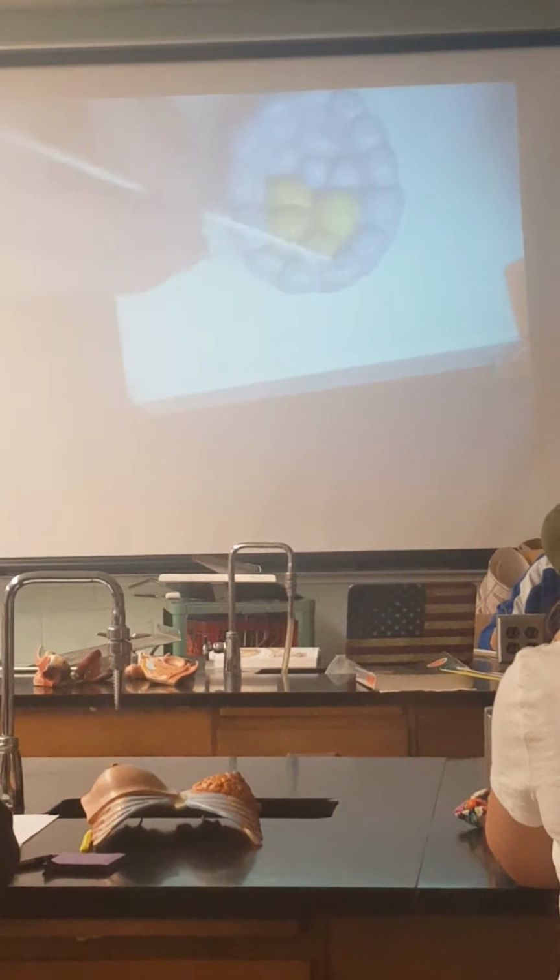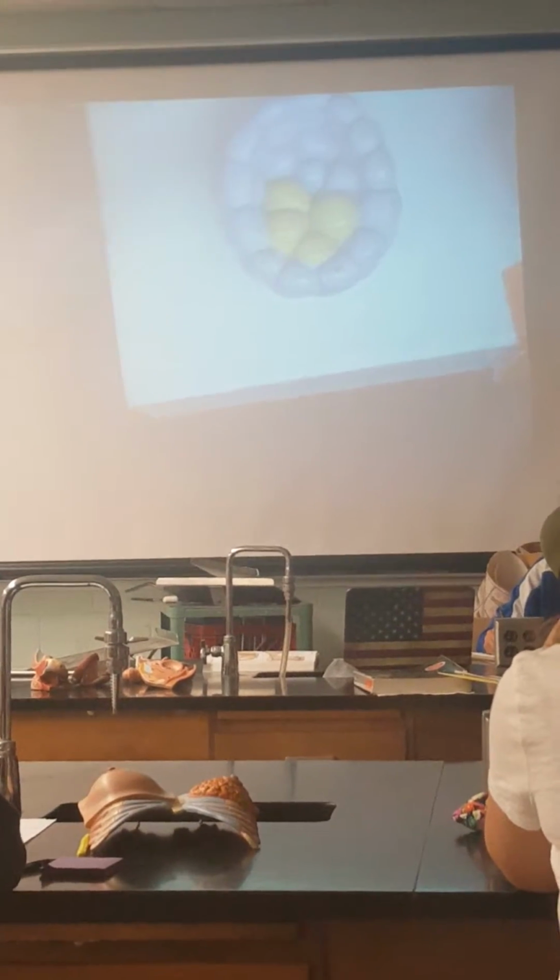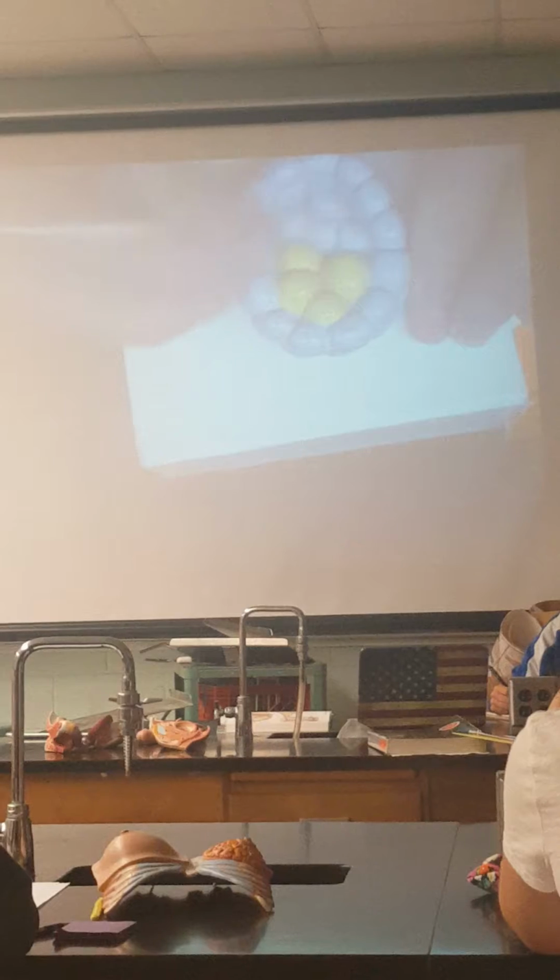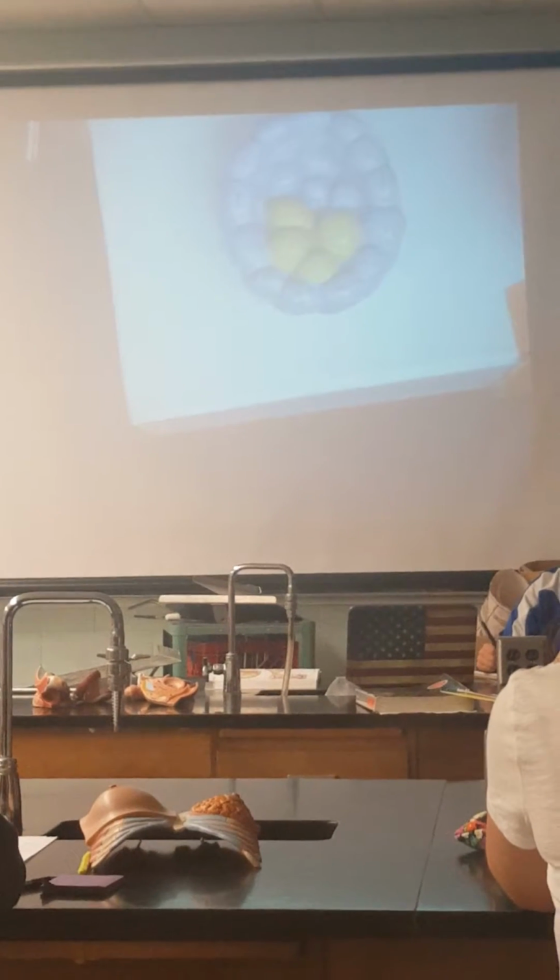All of this, the inner cell mass, is really what's going to become the baby. Everything else is going to be support tissues. This is going to become chorion. So the whole thing is called the blastula. The blastocoel is the space, and this is the inner cell mass.